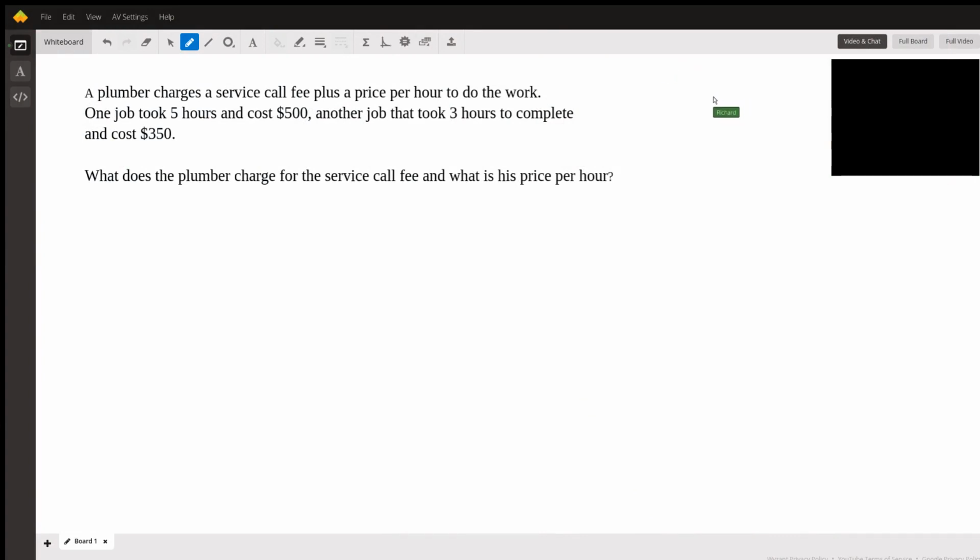Okay, this is a nice question from Algebra 1. And the key to getting this question off the ground is making sure that you understand that this is a linear function that we're dealing with. The plumber is the total price.